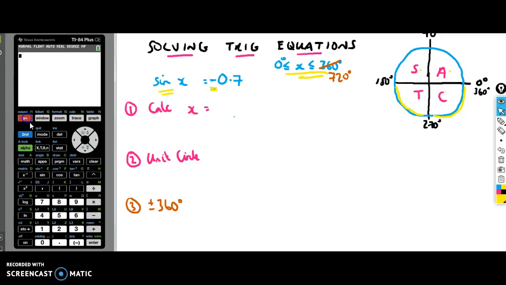If we look at the graph of that, we can see that's true. 90, 180, there's a value here, and there's a value here before we hit 360. So that is correct. Now let's do it.